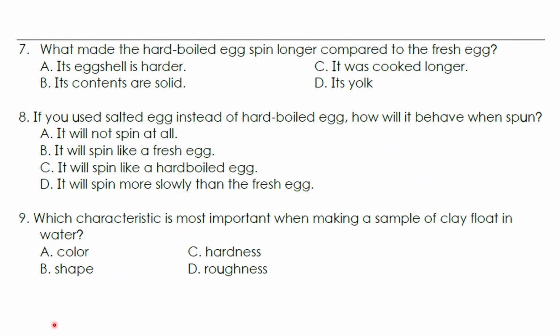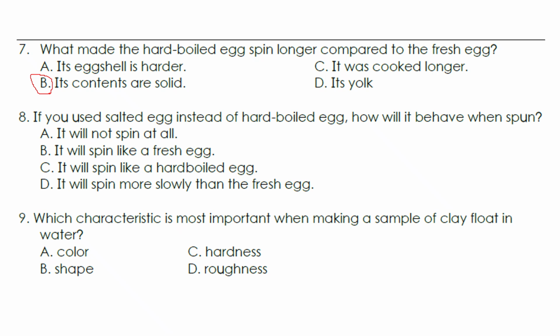Next, for number 7. What made the hard-boiled egg spin longer compared to the fresh egg? A. Its eggshell is harder. B. Its contents are solid. C. It was cooked longer. D. Its yolk. What is your answer, kids? Of course, the answer is letter B. Its contents are solid.